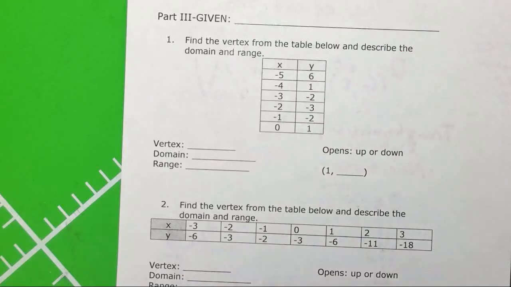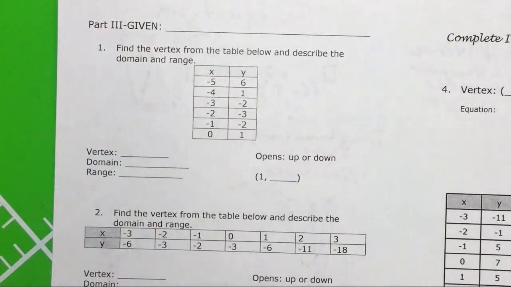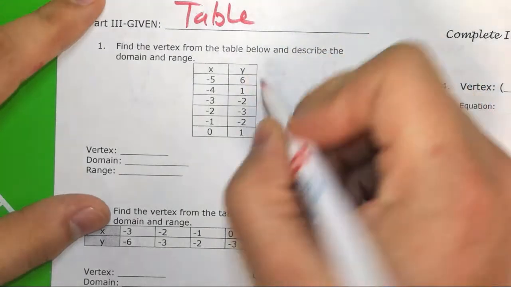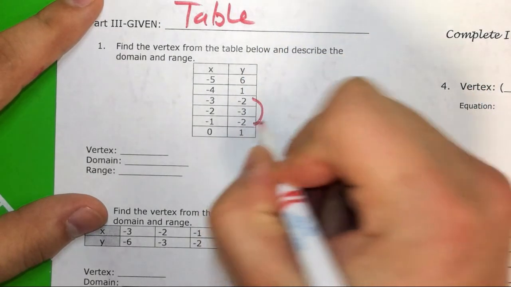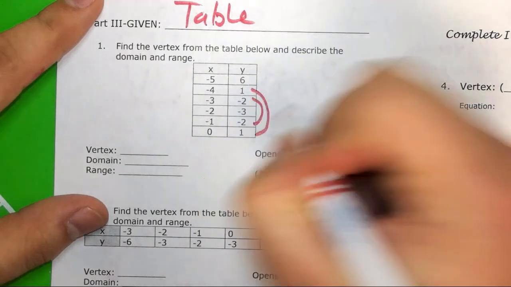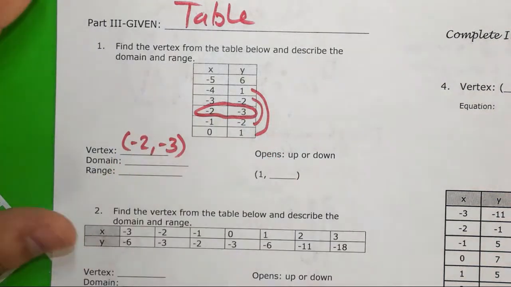All right, welcome back, part 3. This time we're given a table, and we need to figure it out. So you guys should know by now, when you see a quadratic table, you are making that rainbow every time. I want to see that rainbow. That means our vertex is sandwiched in the middle: negative 2, negative 3, just like that.